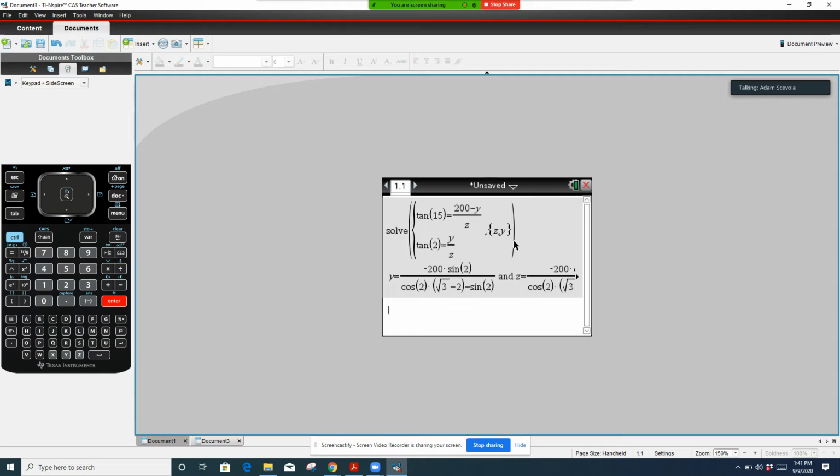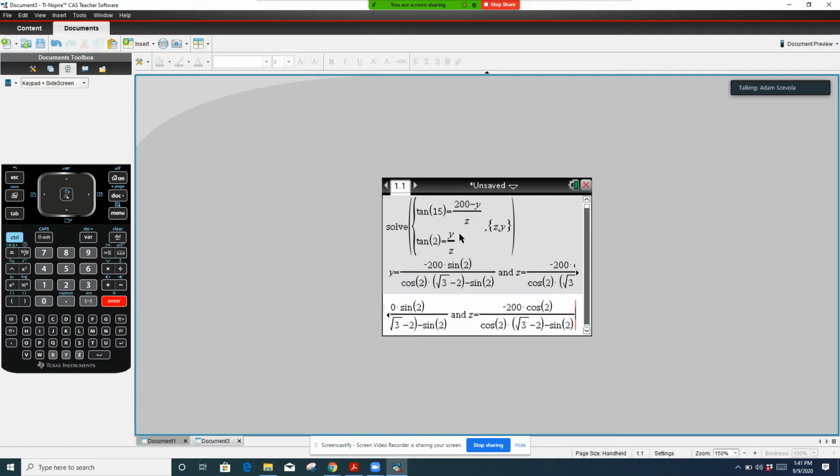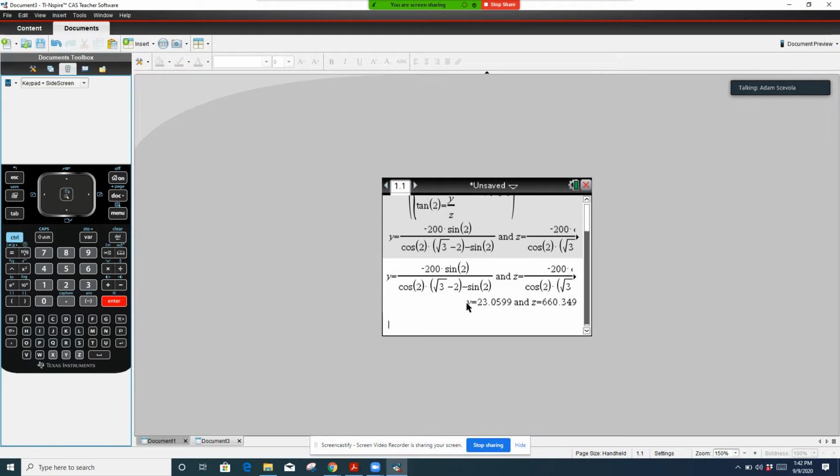Hit enter, and you get some funky answer. That's because the calculator is giving you an exact answer. You didn't do anything wrong. So what we're going to do is copy it. Hit up on the arrow so it's highlighted, hit enter, and it'll paste it. Now if you look at the enter button, there's a little squiggly equal sign. That means approximate. So we're going to hit control, enter. It's going to approximate those answers.